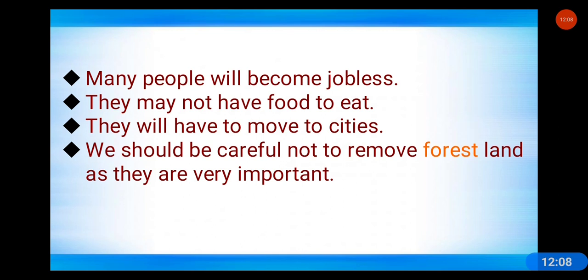So if there will be no forest, it will be very difficult for us. We will not get all those things that we get from the forest and wooden things. And one more thing, the people who live near the forest or who depend upon the forest will become jobless. Right? So please keep these points in your mind. Many people will become jobless if there will be no forest. So they may not have food to eat. They will have to move to cities for jobs. And we should be careful not to remove forest land, as they are very important to us.